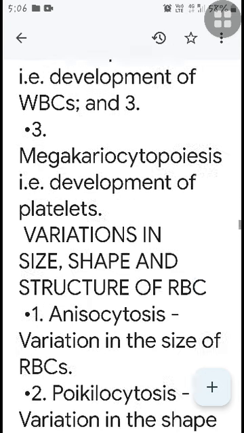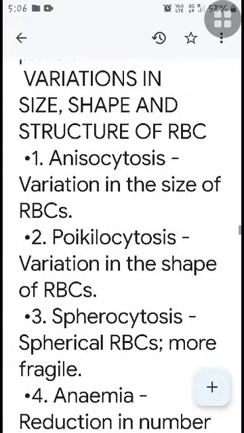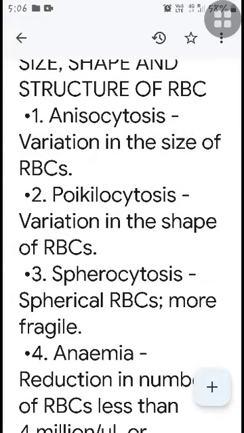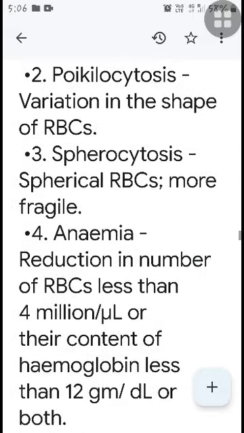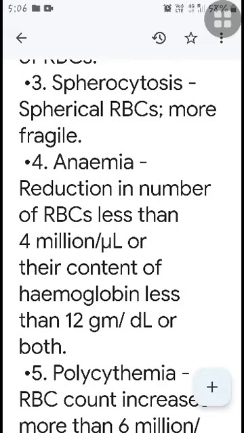Variations in size, shape and structure of RBC. 1. Anisocytosis, variation in the size of RBCs. 2. Poikilocytosis, variation in the shape of RBCs. 3. Spherocytosis, spherical RBCs, more fragile.